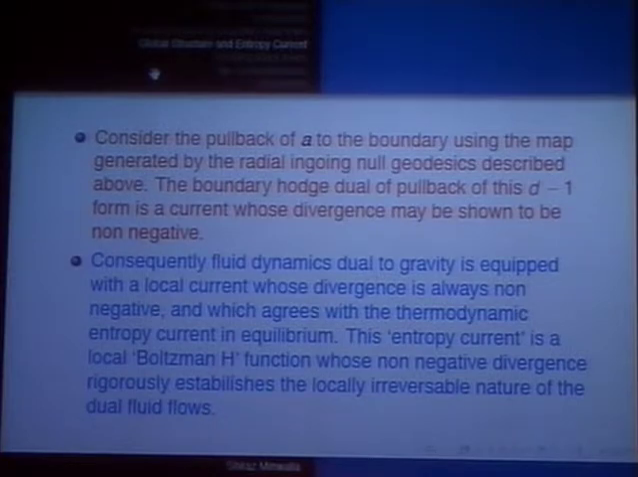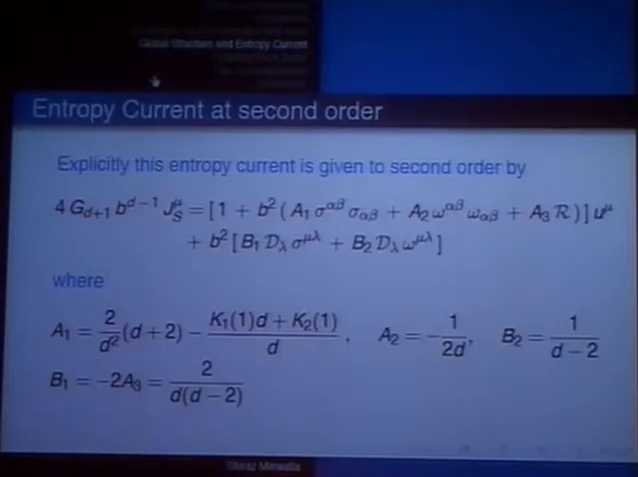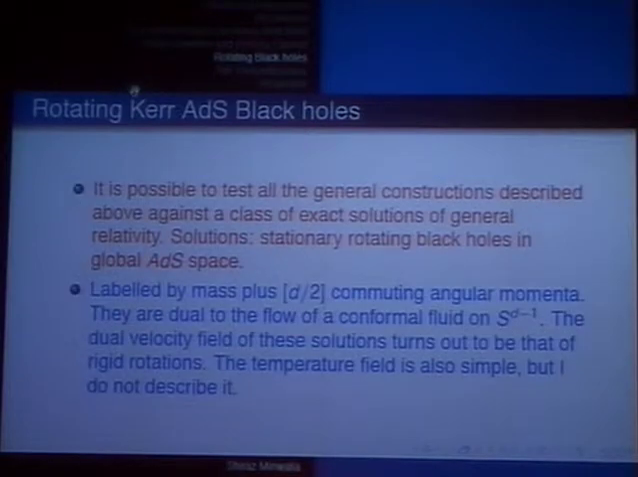It tells you that there's a quantity that locally always increases. It establishes the local irreversibility of these flows. Okay, there's lots more to say about it, but perhaps the most important thing to say is that this is the formula for it, but let's move on. Okay, fine. Now, all our general constructions, it's possible to test against an exact class of solutions of general relativity.